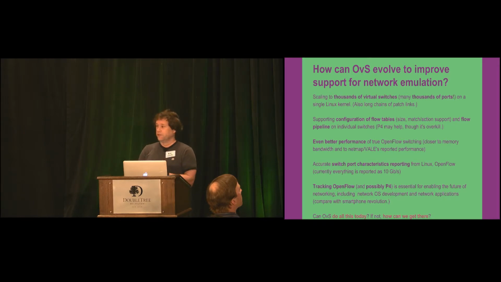I'd like to be able to configure the flow tables, for example, change their size and specify the match action support in different flow tables. And something like P4 would help, but it's actually overkill for what Mininet needs, at least. And I'd of course always love to see better performance. 40 gigabits is really great on my laptop, makes me happy. But VALE and netmap report 70 gigabits, closer to the memory bandwidth on a Pentium 3. So I think performance can still be pushed.